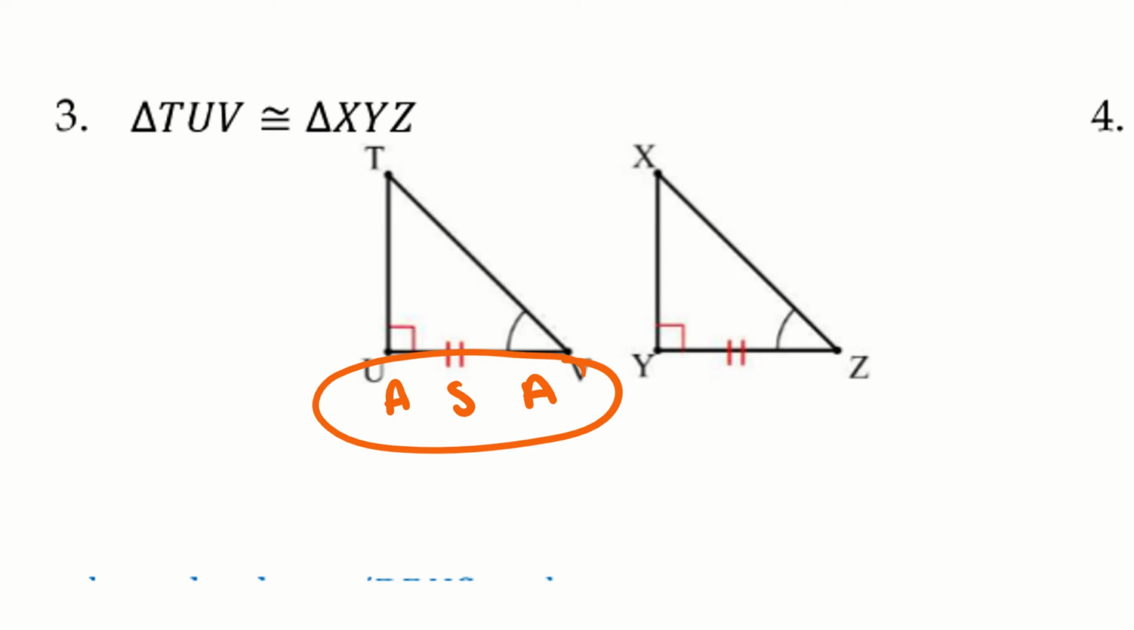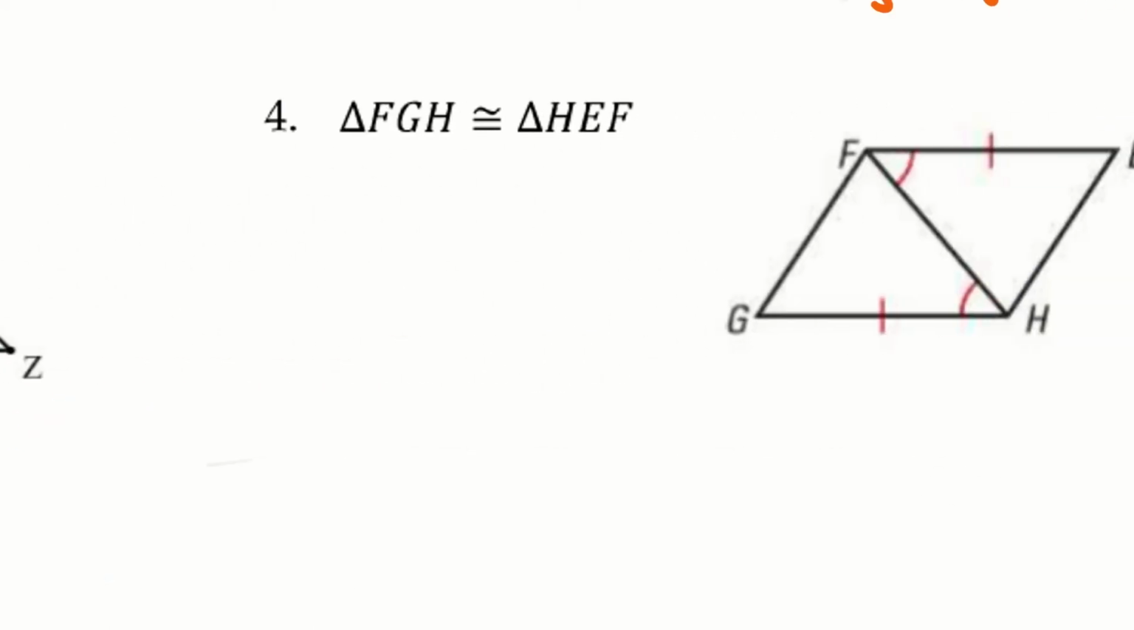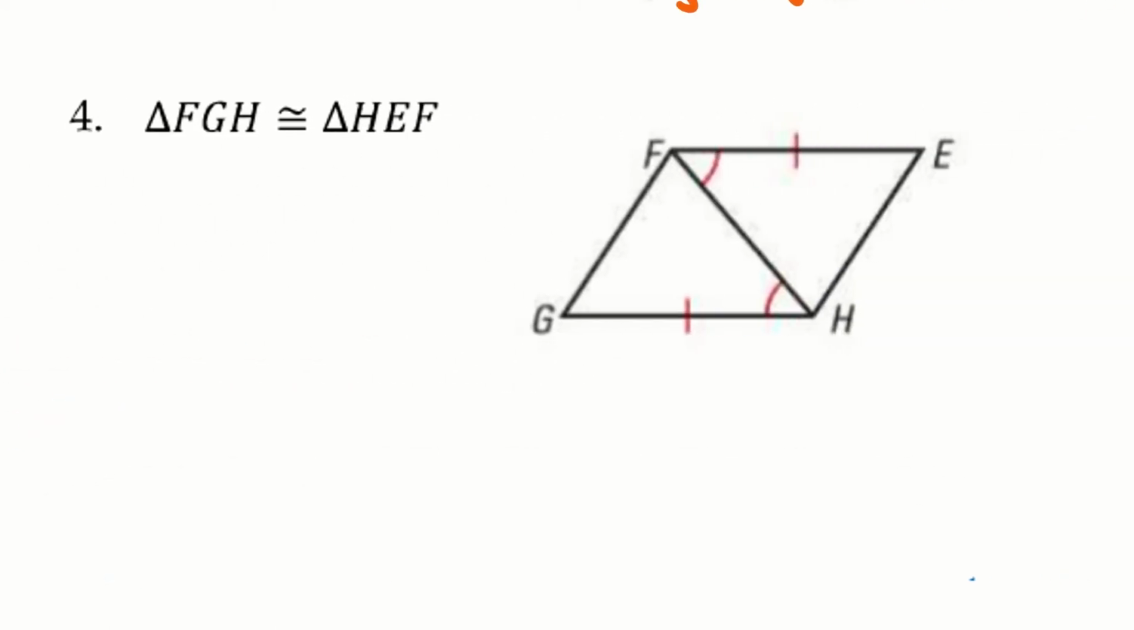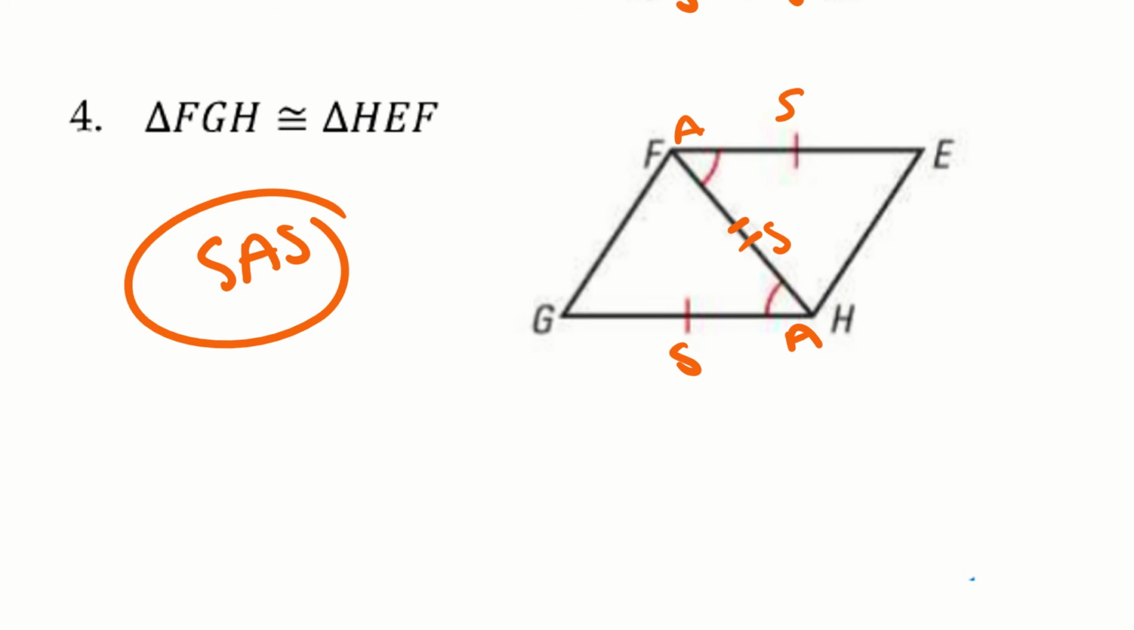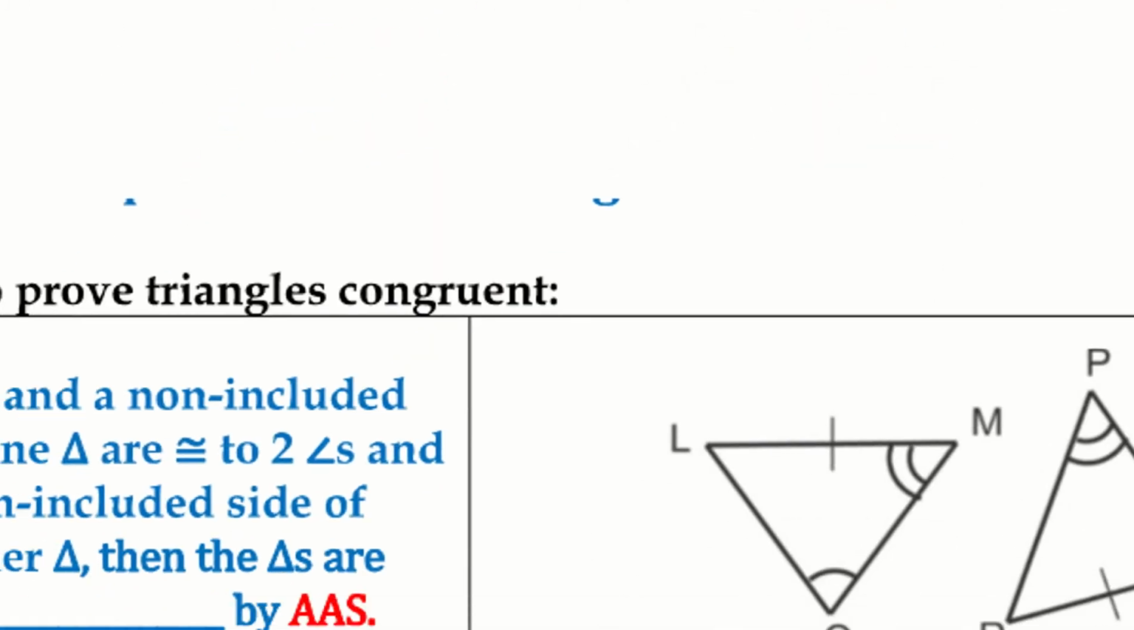Alright, go ahead and try number 4. Take a look at this one. Alright, so this one included the reflexive property. So remember the reflexive property, that would mean FH is equal to FH. So I now have a side, an angle, and a side. And same over here, side, angle, and then the same side. So side angle side. Alright, let's go ahead and go to the next page.